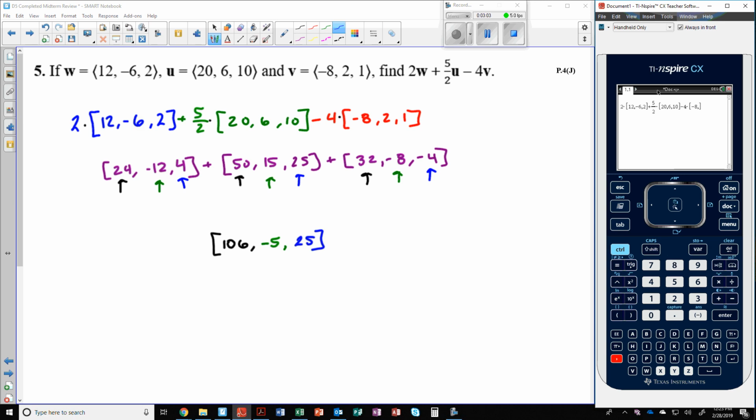negative 8. Oh, I missed a 32 here. 32 comma, I'm off, I'm sorry, I looked at the wrong line. It is negative 8, then 2, then 1. And enter, and you'll see the answer is just as given.